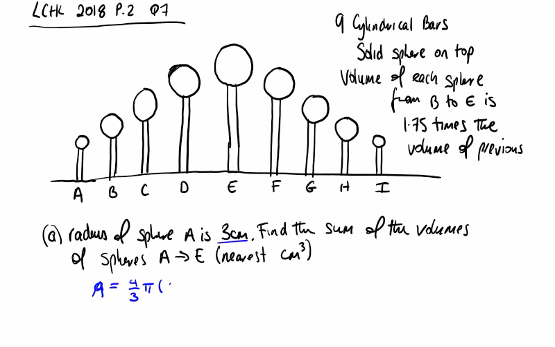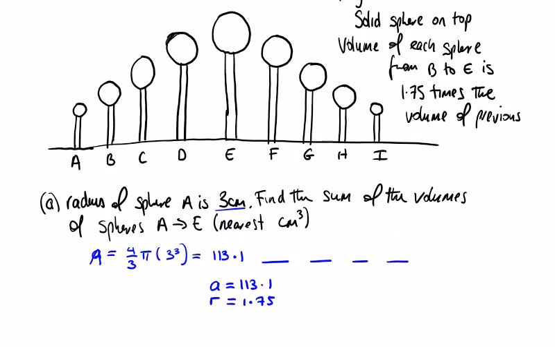by 3 cubed, which we type into a calculator, we're going to get 113.1. There's going to be another number, 2, 3, 4, 5 of them. So the ratio, you could just multiply by 1.75 and add these numbers together. Some people might prefer that, but this is the geometric series where A is equal to 113.1 and R is equal to 1.75. And maybe do it both ways and check that you get the same answer both ways.